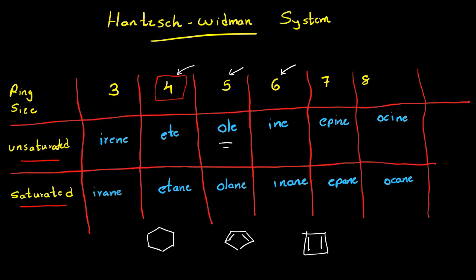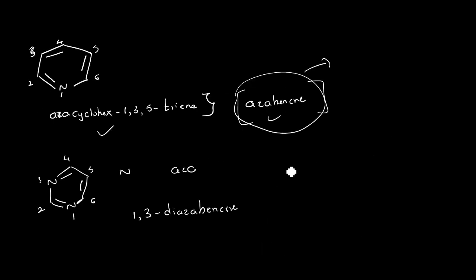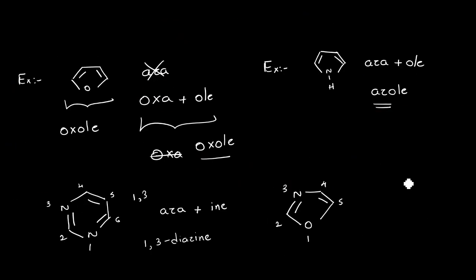And we have two heteroatoms, right? So let's see. We have oxygen which is oxa and nitrogen which is aza. So we have oxa and aza. Both are here, and we have 1 and 3. These are the positions, 1 for the oxa and 3 for the nitrogen.